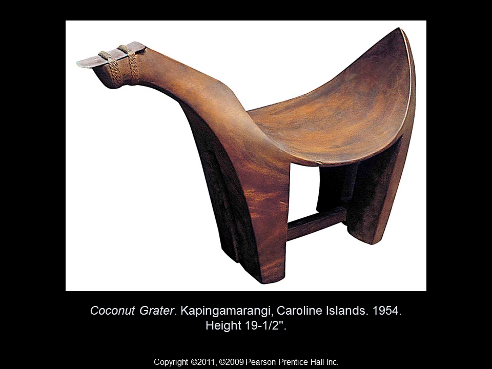The person using this would have sat in the bowed center that would be the animal's back, and if you look on the front and the head area, you see a blade-like object. The coconut would have been placed there to remove the outer areas of it.